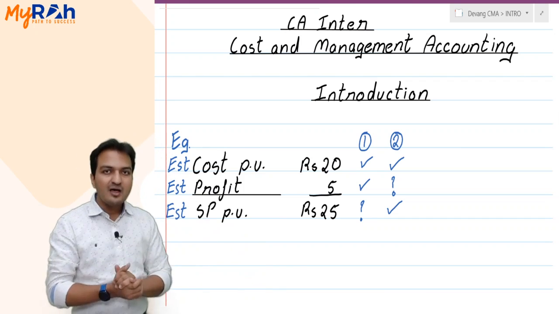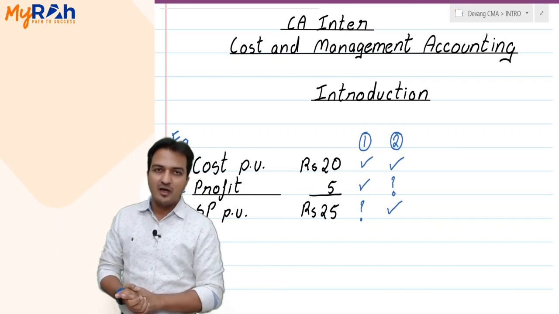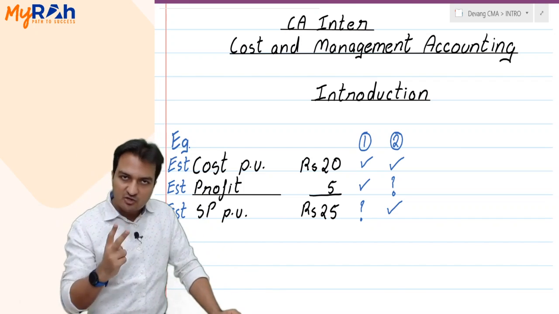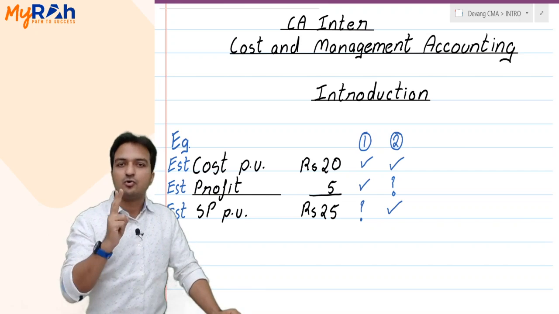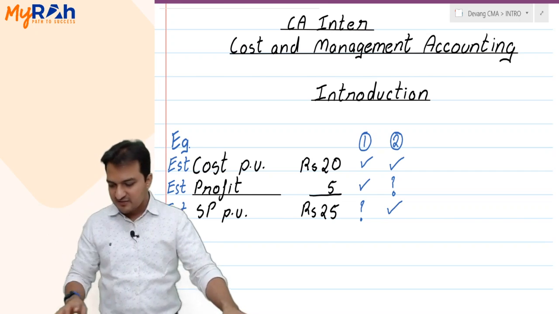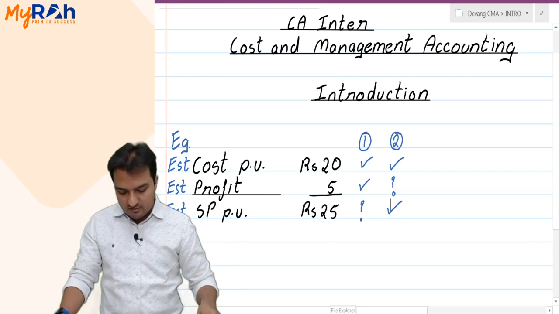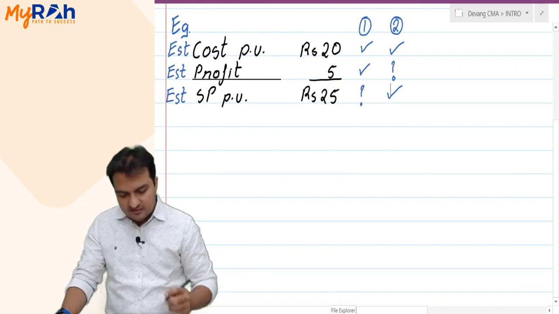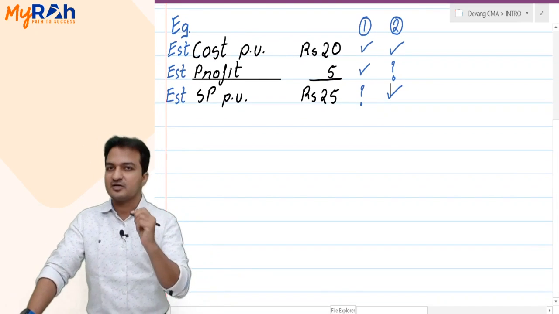So as of now, with this example, I give you two main purposes of costing, but these are not the only two purposes. There will be some more purposes of costing. Hence, the first thing that I cover in my basics is the purpose of the subject of costing.